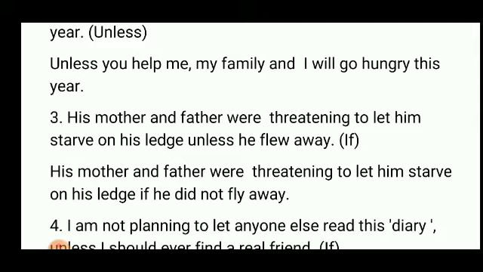Now can you see in the unless sentence "flew" is there, so for removing unless we need to make that sentence negative. That's why we need to use "if he did not fly away" here. Please remember, his mother and father were threatening to let him stay on his ledge if he did not fly away.